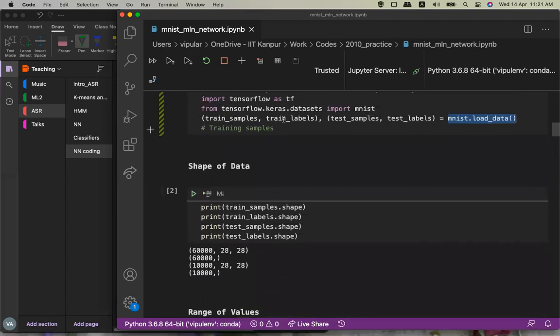Excuse me, sir. Yeah. Sir, what is the difference between a test sample and a validation sample? I'm not getting this. Okay.